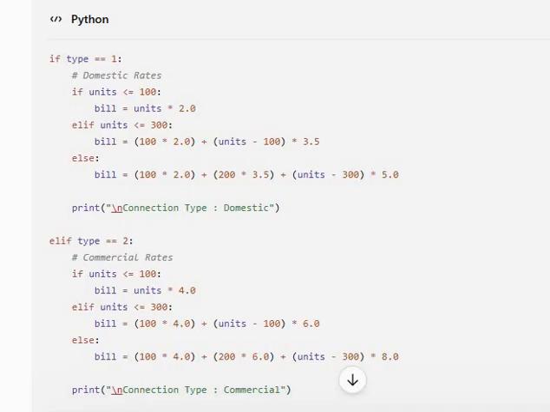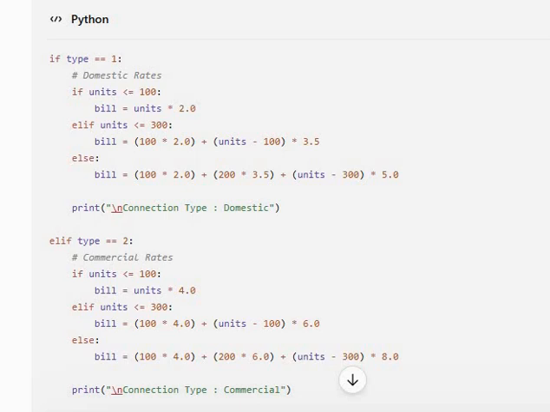So now look at the conditions. If type is 1, if units is less than or equal to 100, that means 0 to 100 is 2 rupees per unit. Elif, meaning if not less than or equal to 100, so greater than 100, and less than or equal to 300, your bill is 2 rupees for up to 100 units, and for more than 100, that is the reason why we take units minus 100, more than 100 is 3.5.